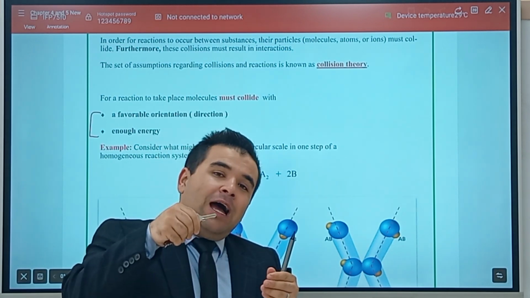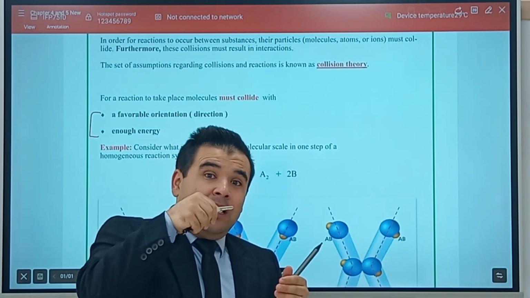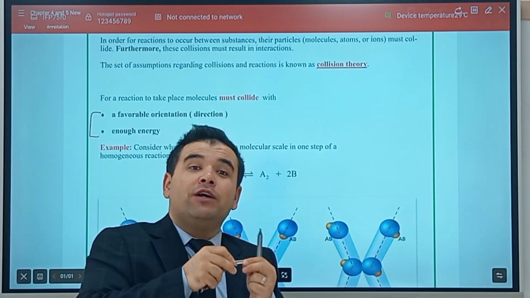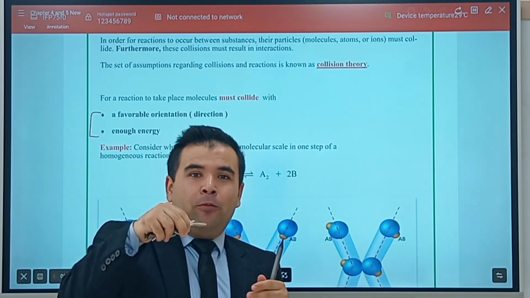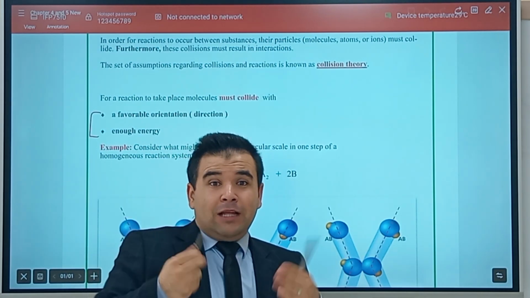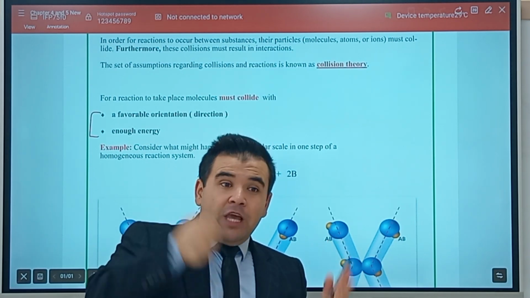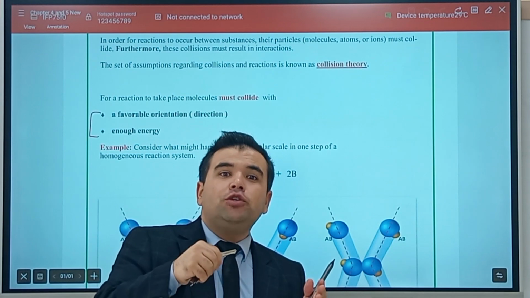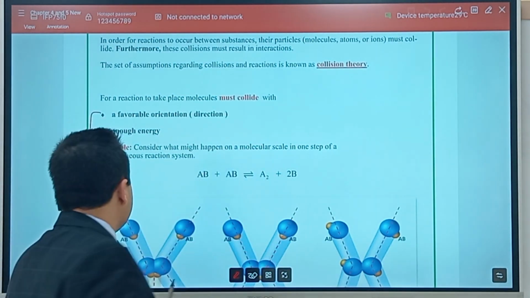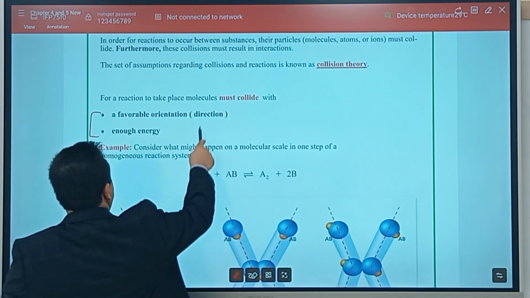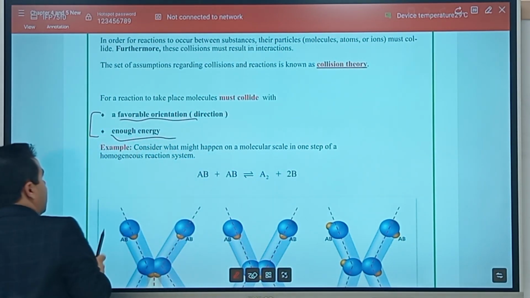If it enters the locker in the appropriate direction, that is the direction that opens the door. If it's opposite, it will not open the door. That's what we mean by the appropriate orientation. And with the appropriate orientation, the collision must also have enough, high energy in order to be effective. So the orientation must be appropriate, and then there must be enough energy.